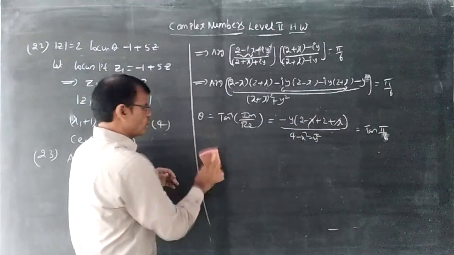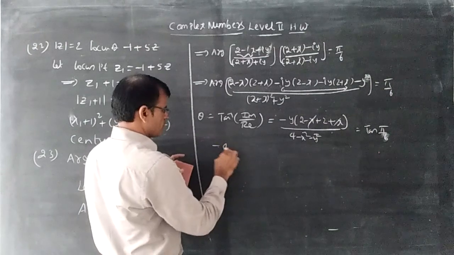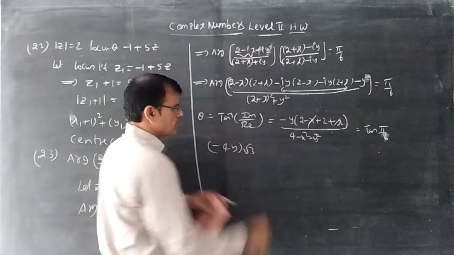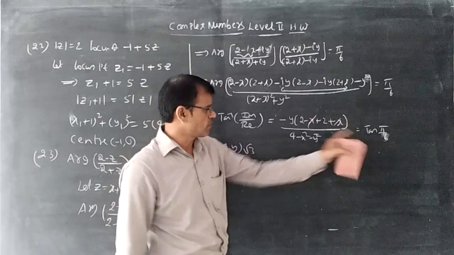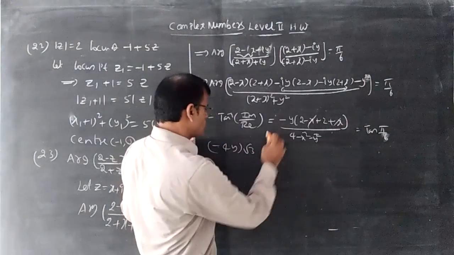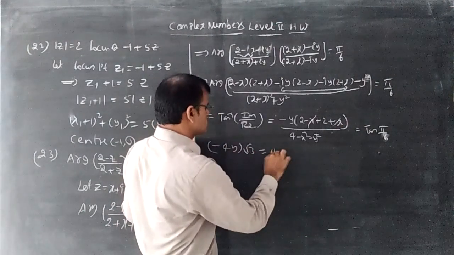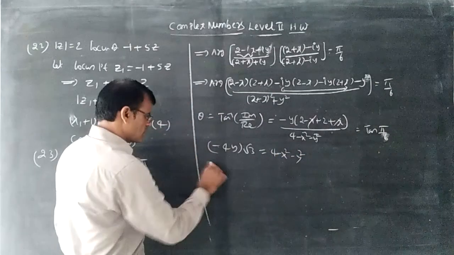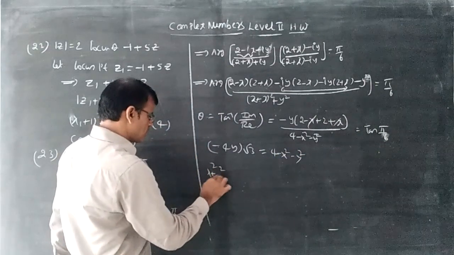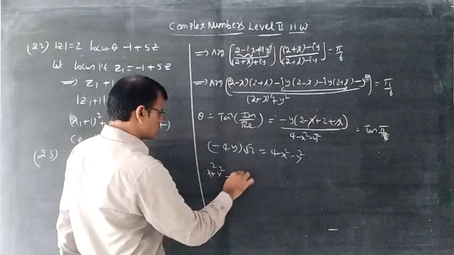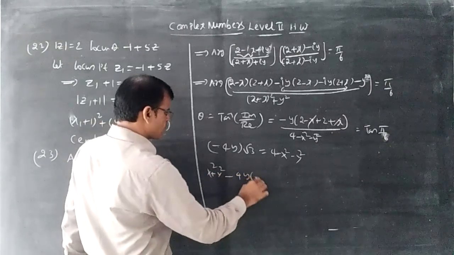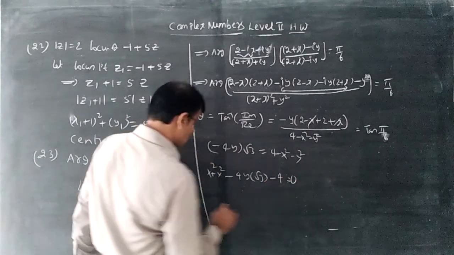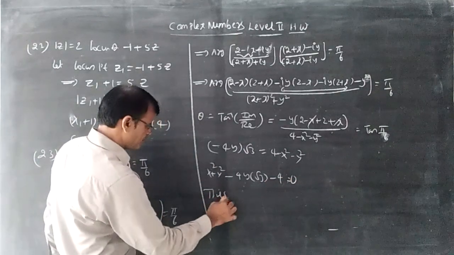So minus 4y into root 3, you mentioned here, because this is 1 by root 3, not 1 by root 3. So root 3 into minus 4y is equal to 4 minus x square minus y square. That one taken this side, becoming x square plus y square minus 4 into y into root 3 minus 4 equal to 0, this is the circle.